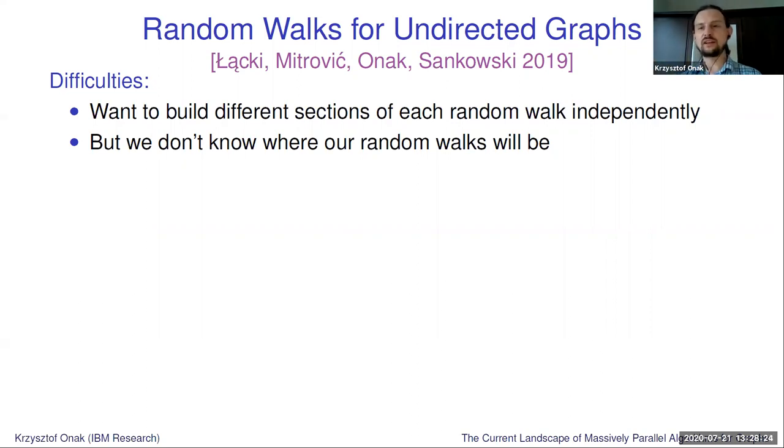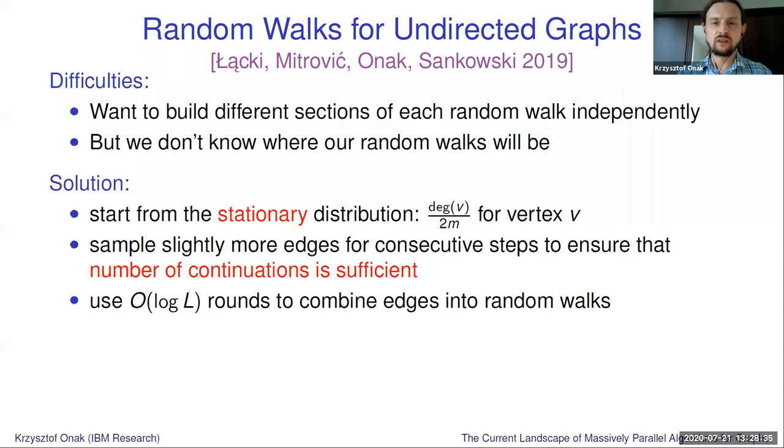But the problem is that maybe we construct somehow the first half of the random walk, but we don't know where we're going to be. So it's not obvious how to construct the second part of our random walk in advance, right? So the solution is to use the stationary distribution, right?